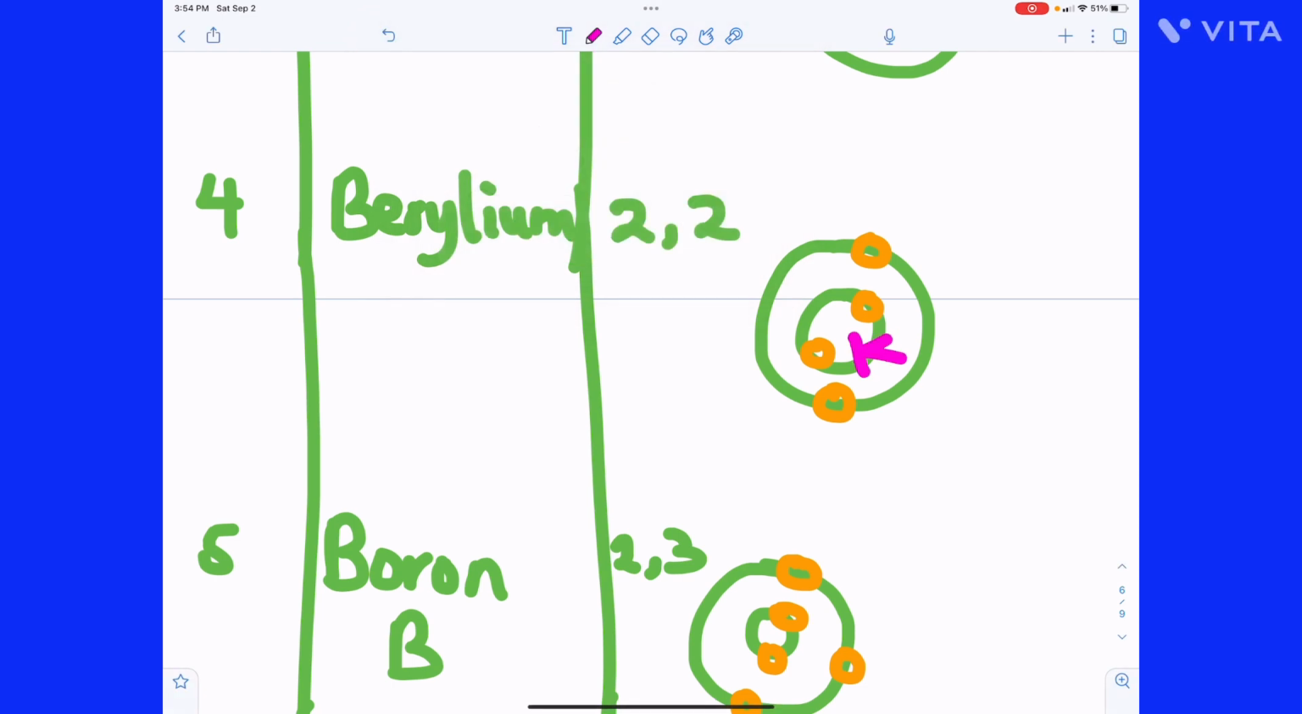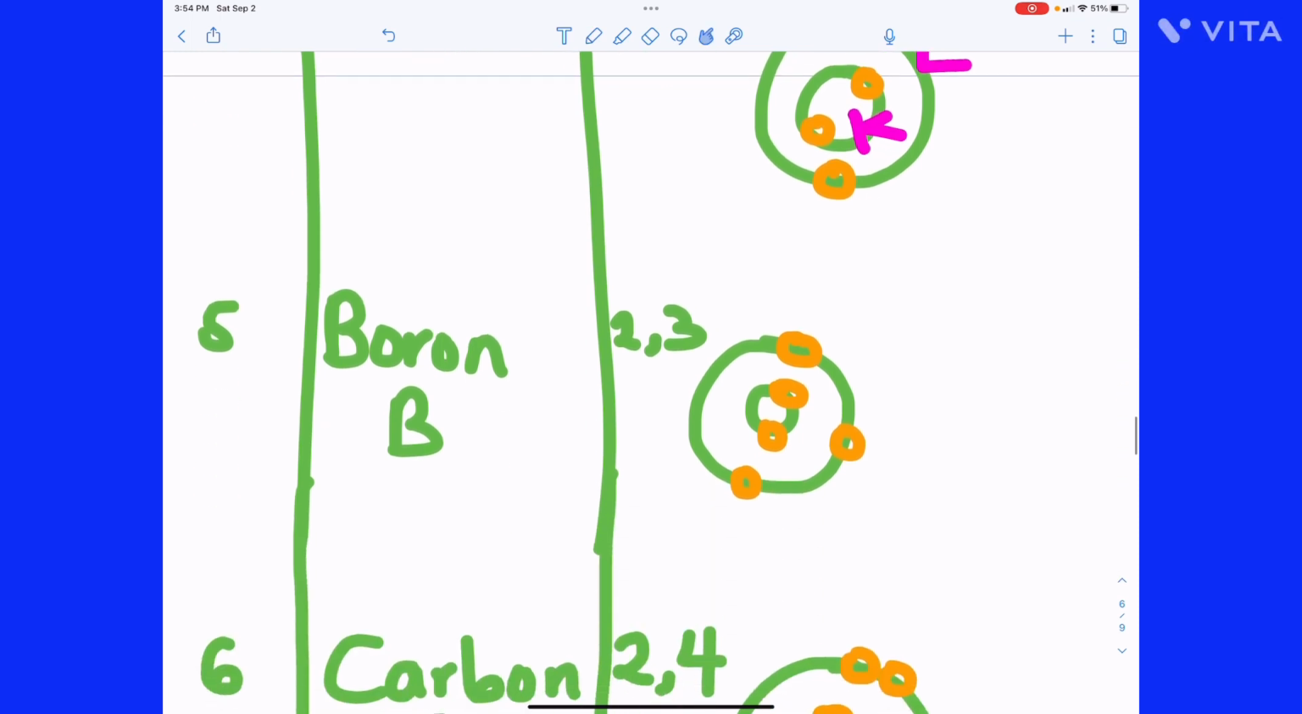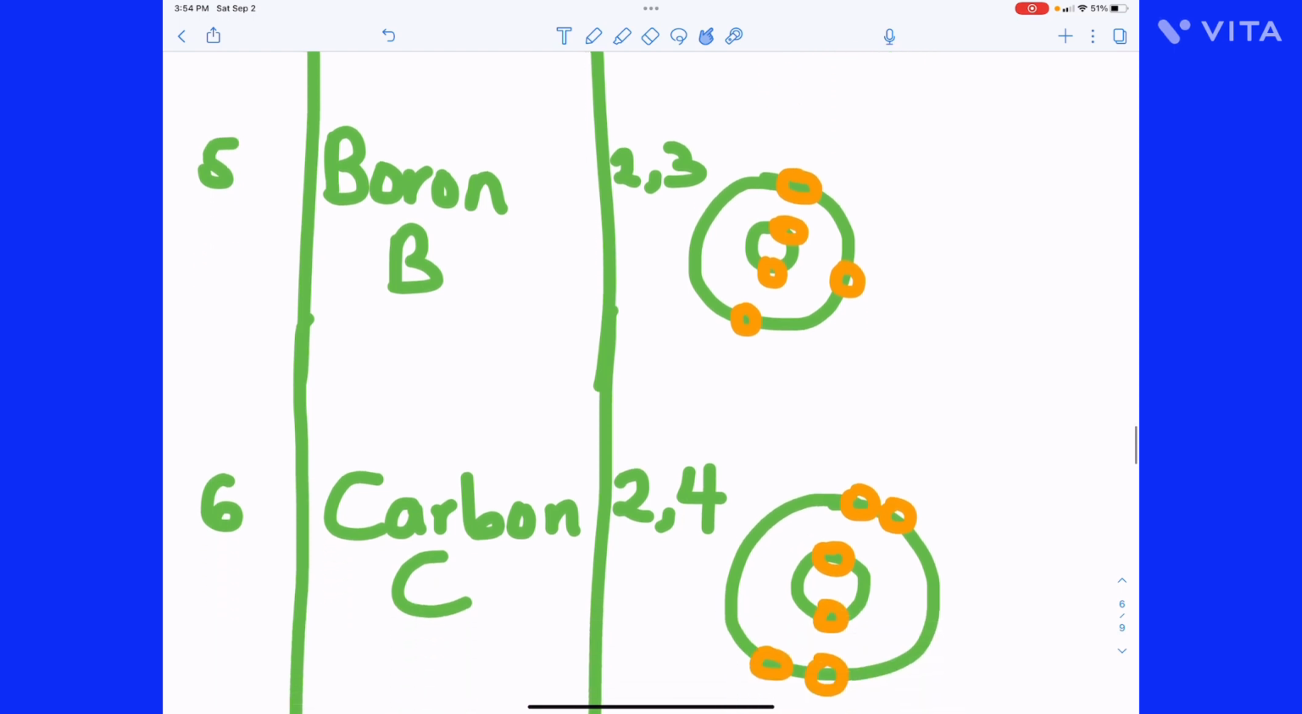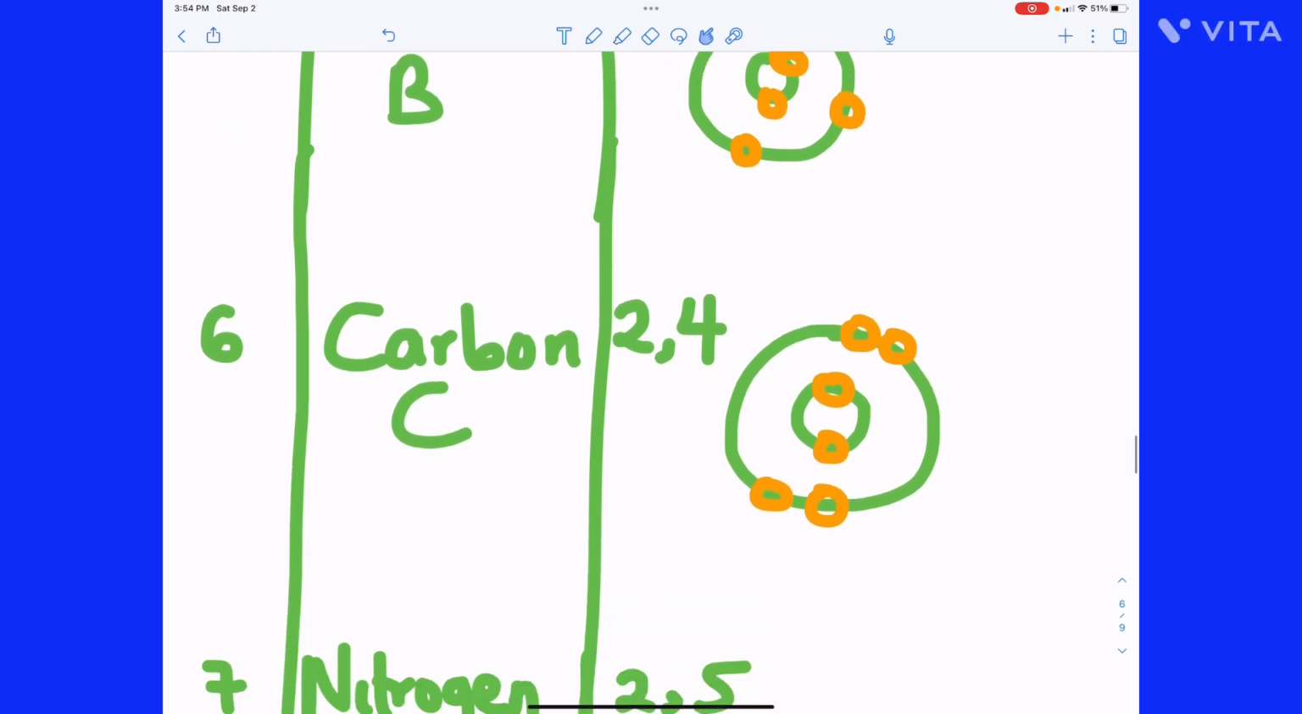You can call this one shell K, shell L, and so on. Sometimes we use letters, but in this case we use numbers because we needed to calculate the maximum number of electrons each shell can take. Let's go to boron. An atom of boron has 5 electrons. The first shell will take 2, the second shell will take the remaining 3. That's 2, 3.